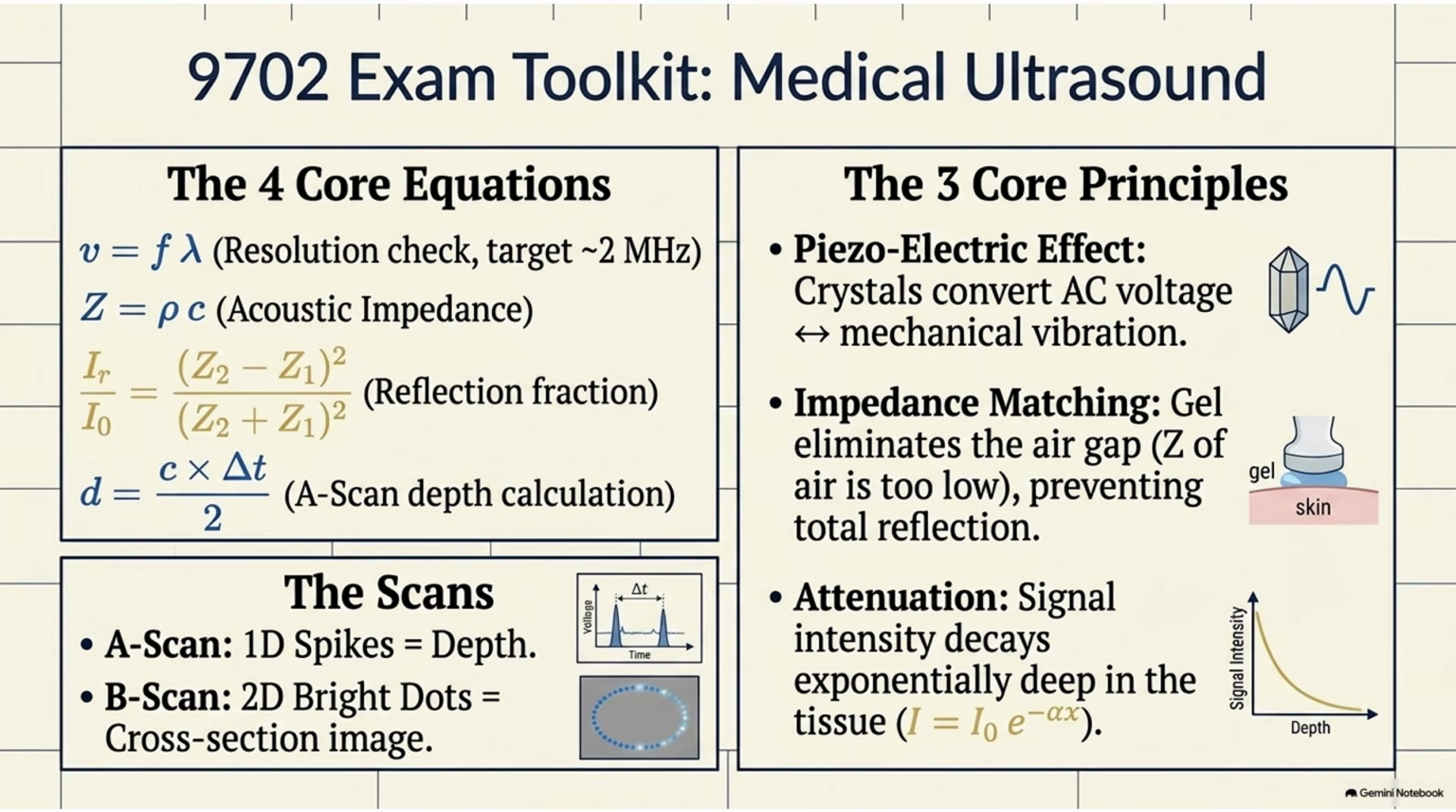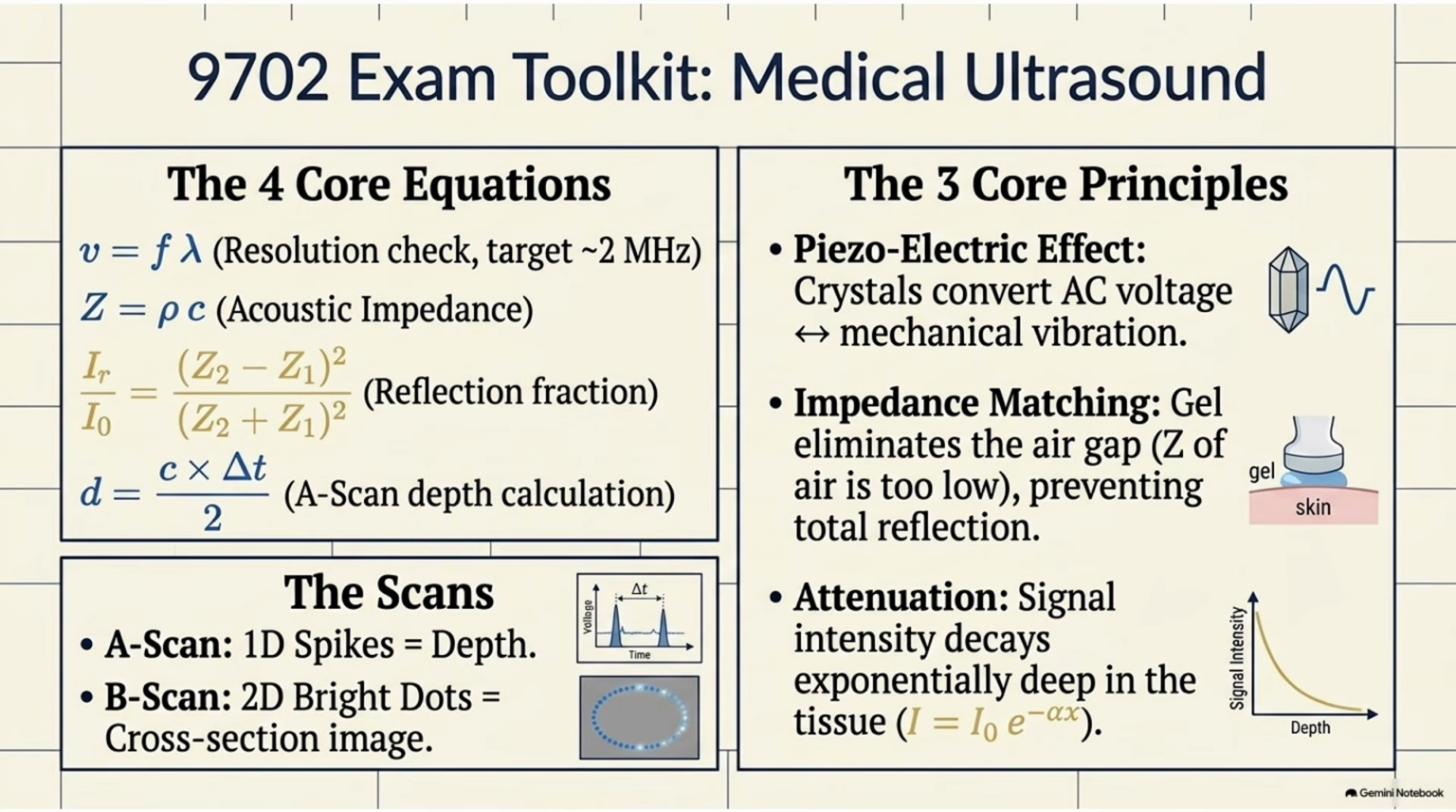There are also 3 major principles to remember. First, the piezoelectric effect allows electrical energy to be converted into ultrasound, and returning ultrasound to be converted back into electrical signals. Second, impedance matching is important because large differences in acoustic impedance produce strong reflections. And third, attenuation causes ultrasound intensity to decrease as it travels deeper into tissue.